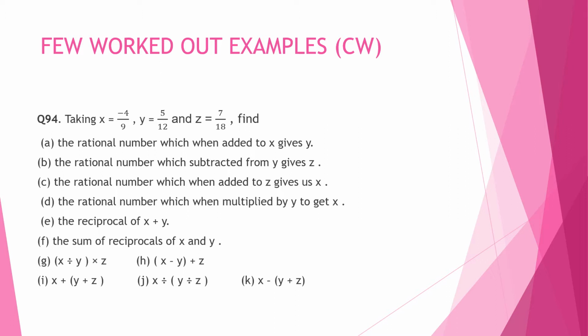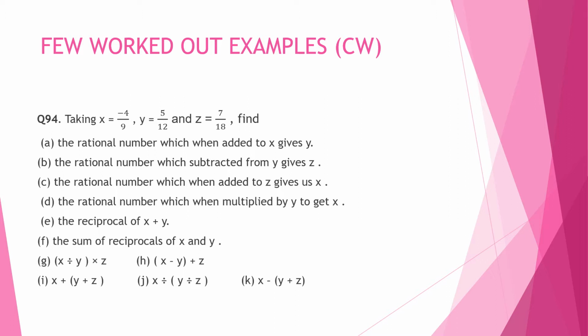It says, taking x is equal to minus 4 by 9, y is equal to 5 by 12, and z is equal to 7 by 18, find the following. There are many parts to this particular sum. Part A, find the rational number which when added to x gives y. Part B, find the rational number which when subtracted from y gives z. Part C, find the rational number which when added to z gives us x.